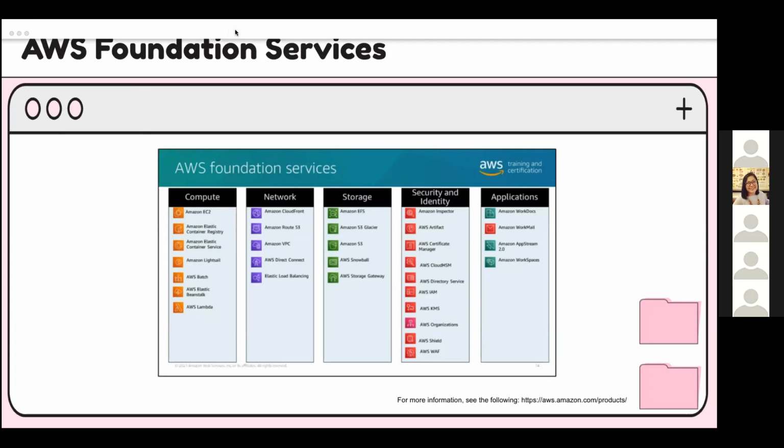Okay, so security and identity management. So yun yung IAM. And of course, meron pang mga cloud best practices in terms of security na kumbaga nare-recommend or sinasuggest ni AWS. And in terms of applications, of course, meron ding Amazon WorkDocs, Amazon WorkMail, Amazon AppStream, and Amazon WorkSpaces.